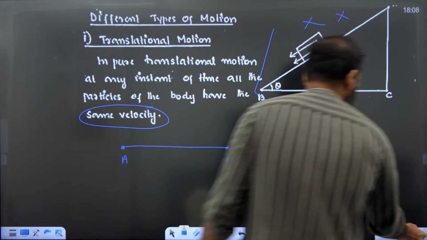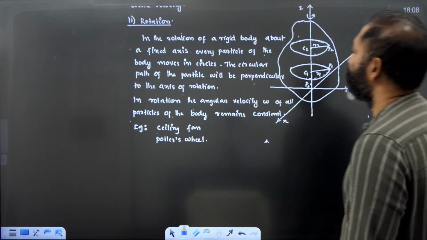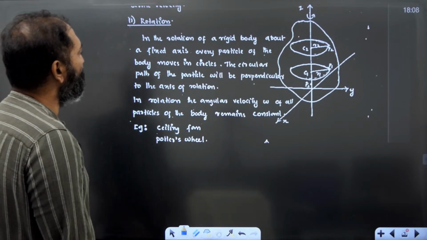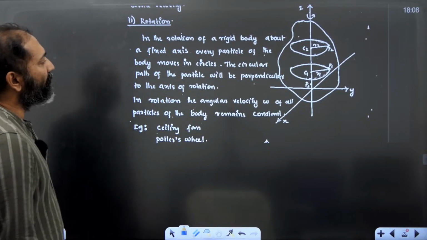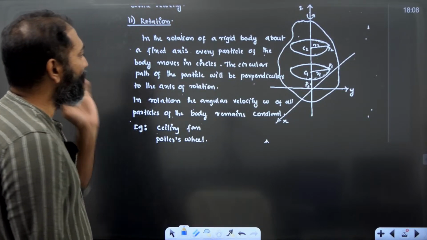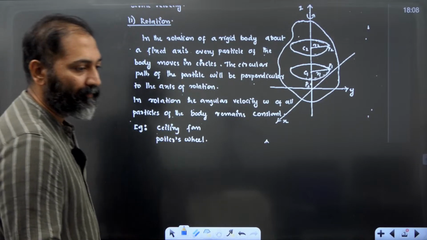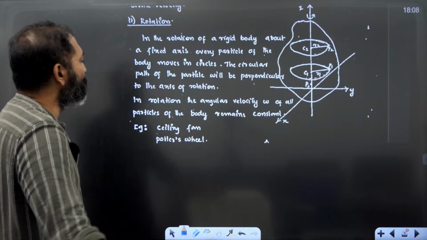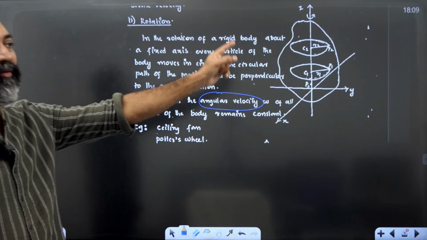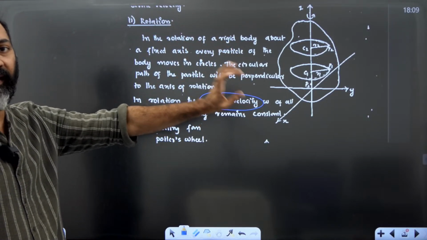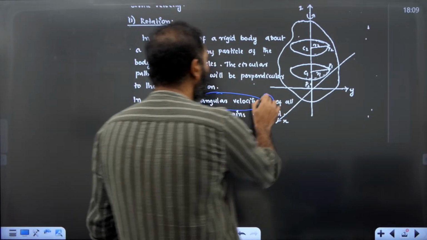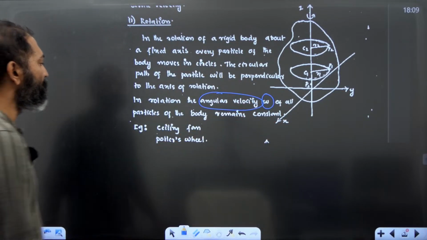Next. Translatory motion done. Next motion, rotatory motion. In the rotation of a rigid body about a fixed axis, every point of the body moves in circles. The circular path of the particle will be perpendicular to the axis of rotation. In translatory motion, what was constant? Linear velocity, or simply velocity, was constant. In rotatory motion, what is constant? The angular velocity omega of all the particles of the body remains constant.